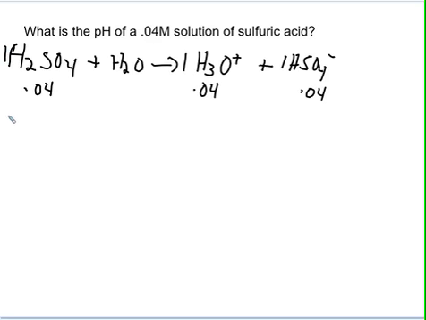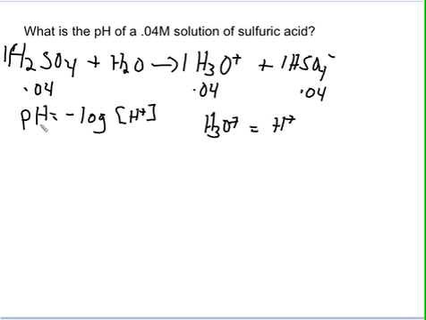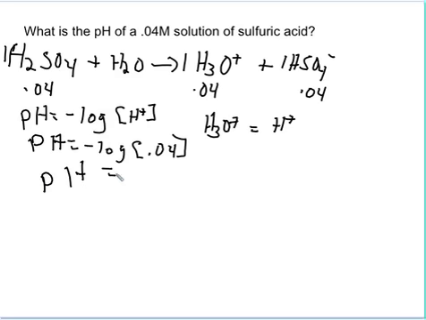Because of that, you can just take the equation that pH is equal to the negative log of the H plus, and remember that H3O plus is the same as H plus. So you put in that pH is equal to the negative log of 0.04, and you end up getting that the pH is equal to 1.4. Now, that's that problem. That was for a strong acid.